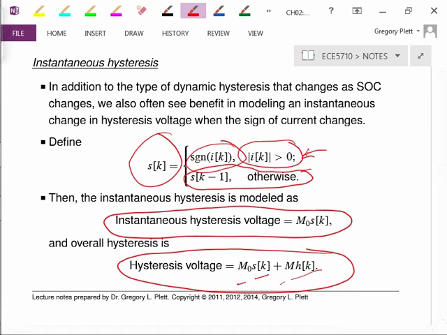Not all cells will have hysteresis. Some models will have only the instantaneous part, some models will have only the dynamic part, and some models will have both. It depends on what you find works best in practice to capture how your cell works, and also how much complexity you are allowing yourself in the application of your overall model.